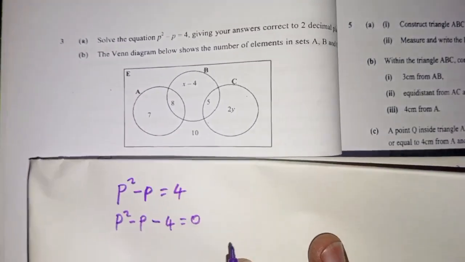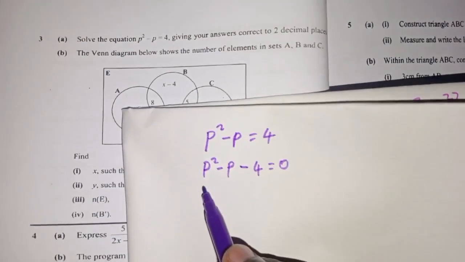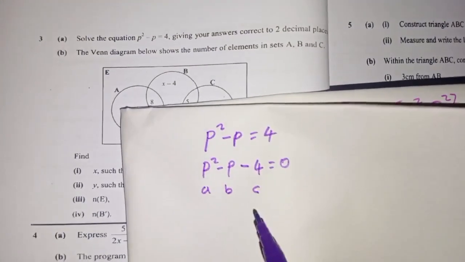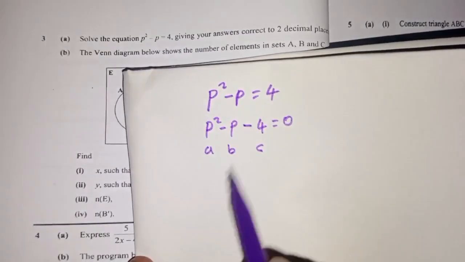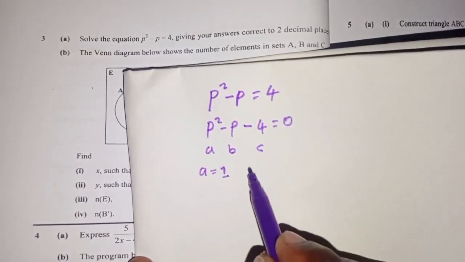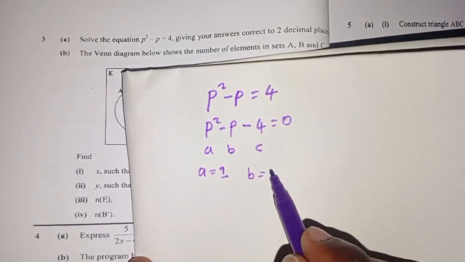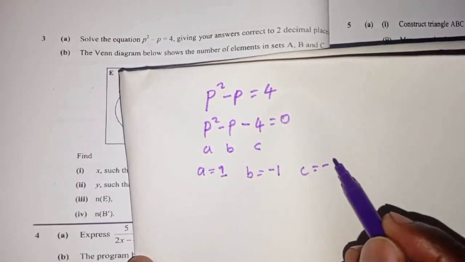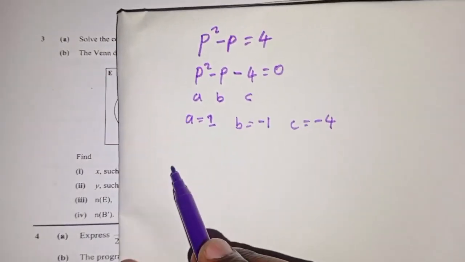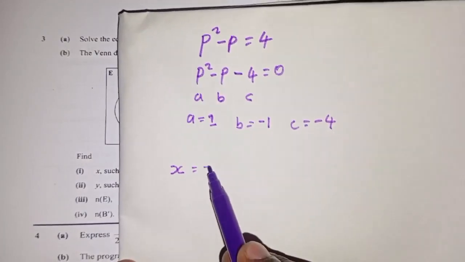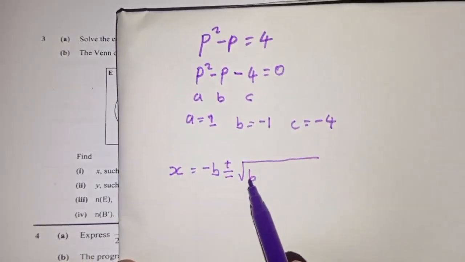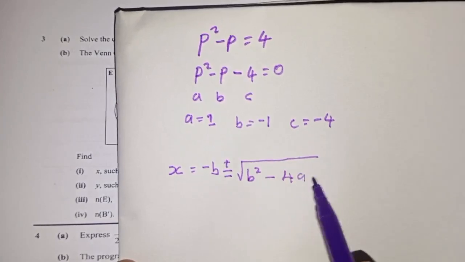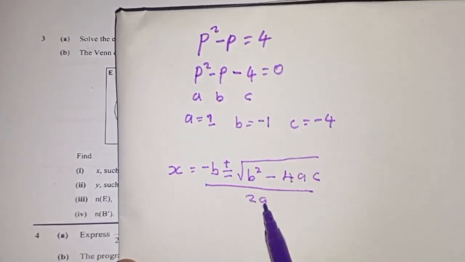And this is a quadratic, eh? This is a quadratic because it's in the form ax squared plus bx plus c. So our coefficients: a here is 1, b is the coefficient here, negative 1, c is negative 4. So without wasting time, straight away the quadratic formula: x is equal to negative b plus or minus the square root of b squared minus 4ac over 2a.